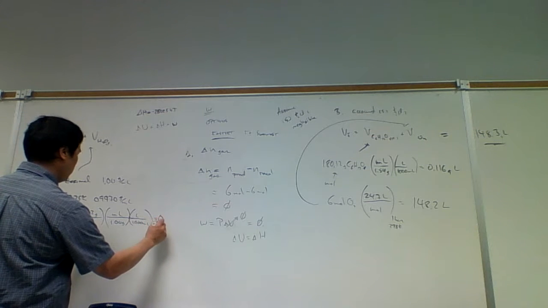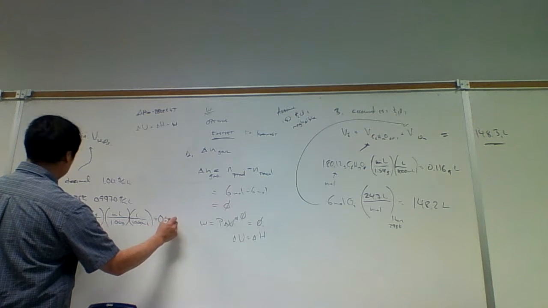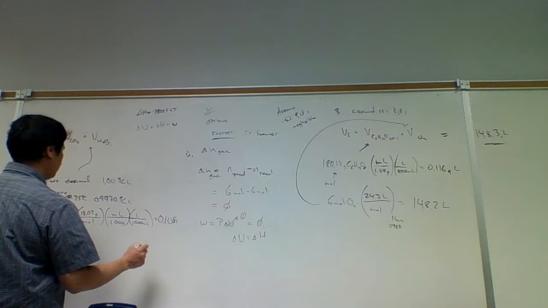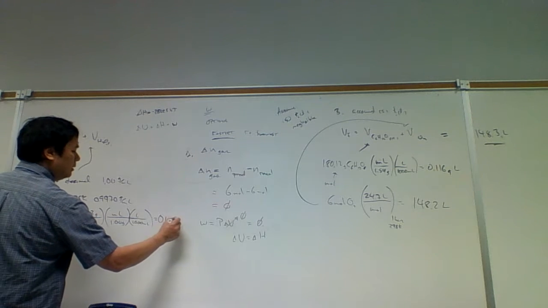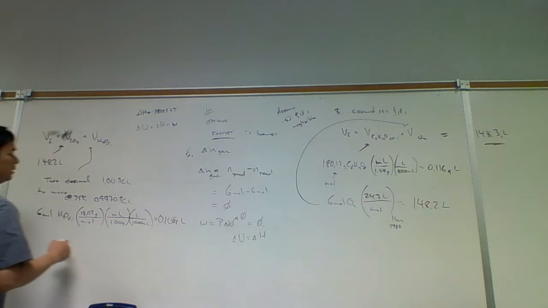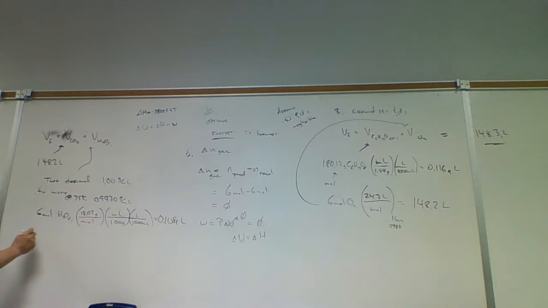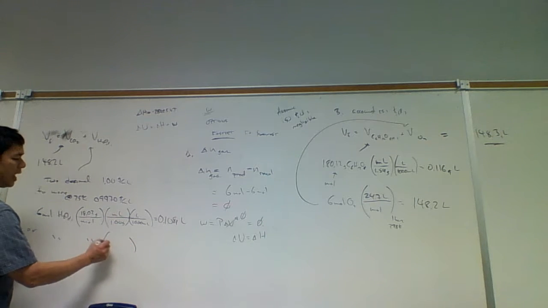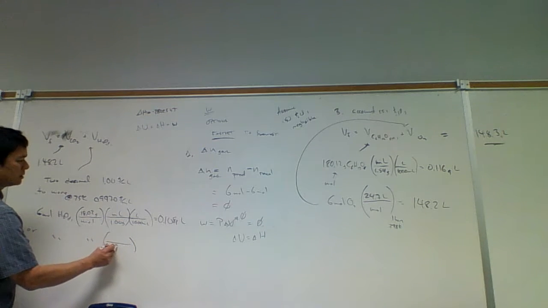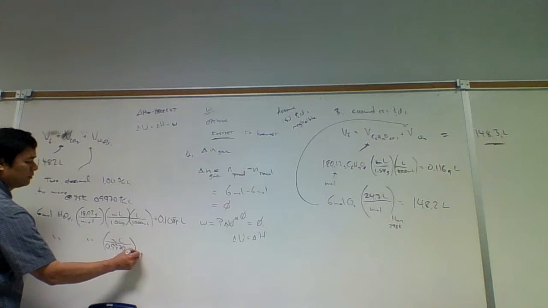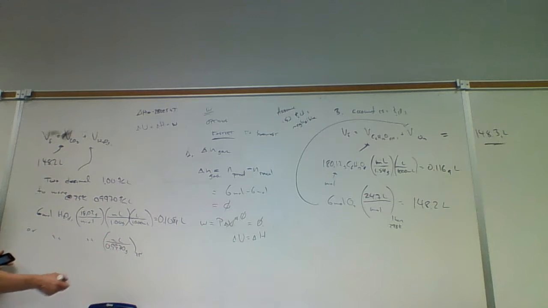And this comes out to 0.1081 liters. Now, we could do it with the same thing, except let's use a more accurate density, 0.9970 grams per milliliter. This is the actual density at 25 degrees C, just to 4 sig figs.